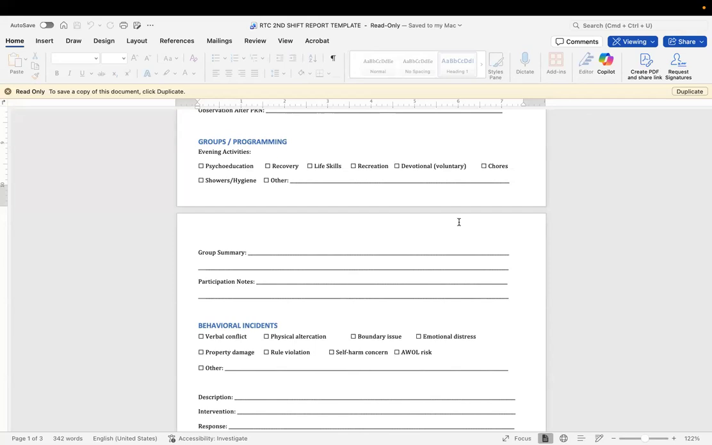Everybody does devos, I'm assuming, at night before they go to bed. Great place to put that. Any other chores? Life skills and chores can be one and the same, or they could be separate. So maybe life skills was I was working on a budget, and chores I was sweeping the house, or something different.